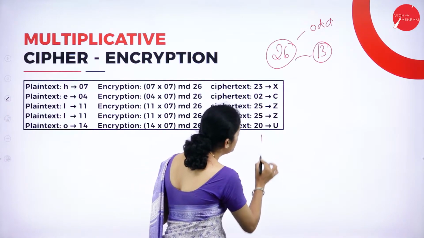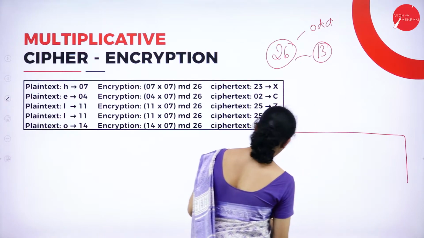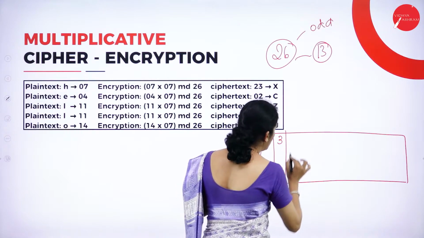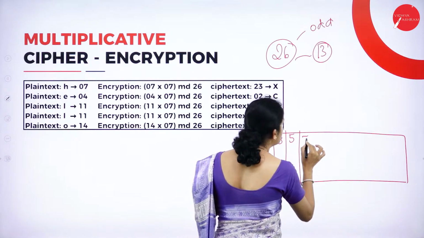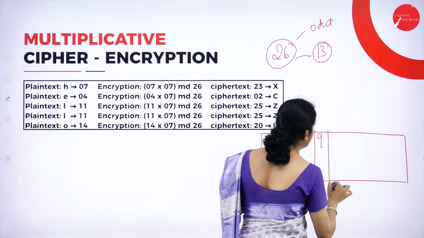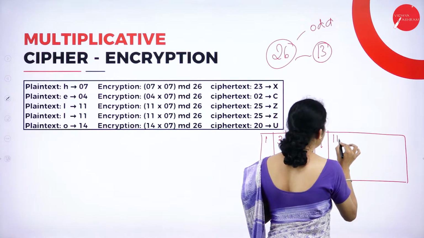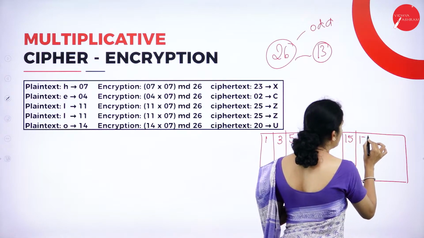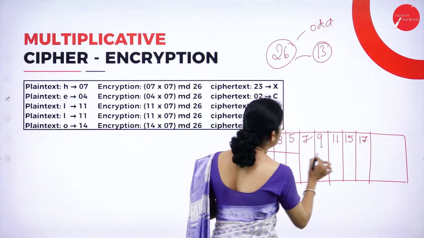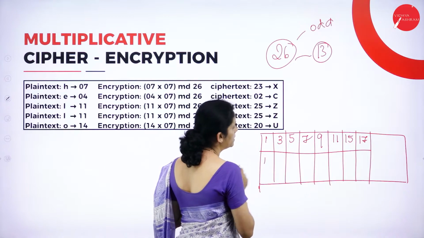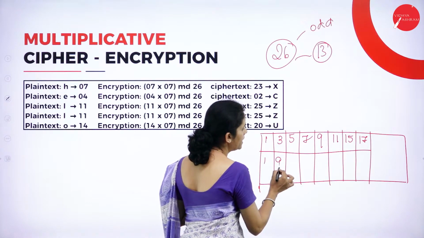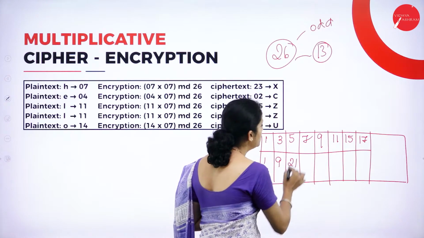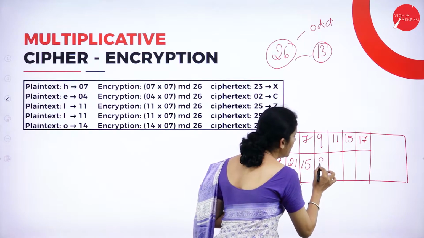So here let me draw the table first. I'm going to start from 1, 3, 5, 7, 9, 11, and I don't have any 13 here, 15, 17. Okay, and if I consider 1, it is 1, and for 3, it is 9. So now for 5, I have 21. For 7, it is 15. For 9, it is 3.